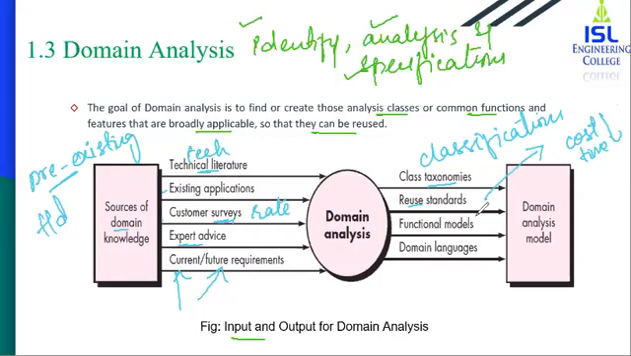The next is functional models. Now functional model means what are the different functions that you are embedding within your software. You're going to identify those. The additional features will be identified.